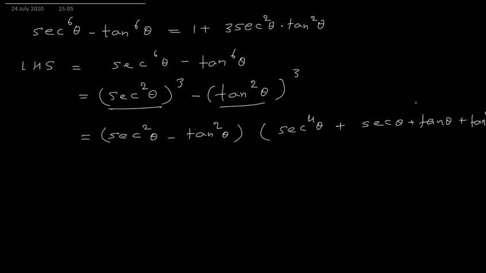Now sec square theta minus tan square theta is 1. So this bracket is not there. Now let us see what we have to prove. We have to prove it is 1 plus 3 sec square theta tan square theta.